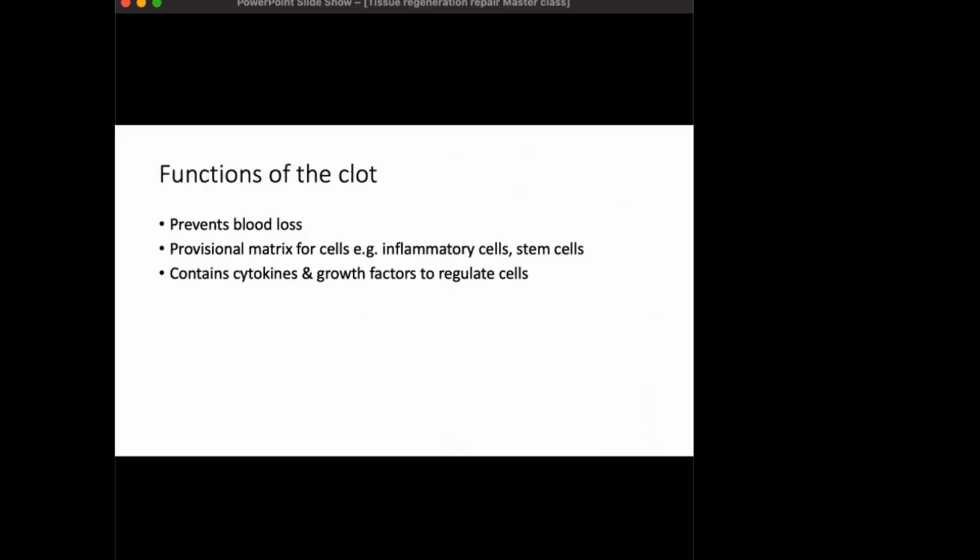Okay, now this blood clot has several functions. One is as a plug to prevent the blood loss, and also serves as a matrix for other cells to go into the wound, for example, inflammatory cells and stem cells. And also contains cytokines and growth factors to regulate the cells.